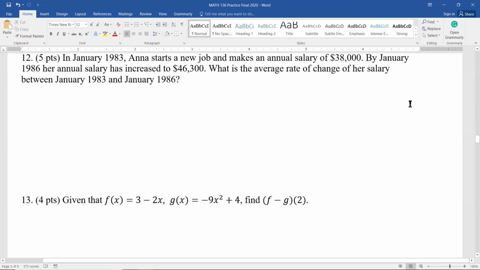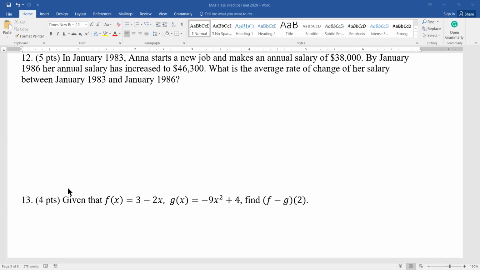So this is just a rate of change problem, y2 minus y1 divided by x2 minus x1. So we're just going to pick 2 points that we were given. I'm going to start with Anna's salary in 1986, her current salary. So $46,300, and then the 86 goes on the bottom. And then we're just going to subtract the other two values. So on the top, her original salary was 38,000 and the original year was 1983.